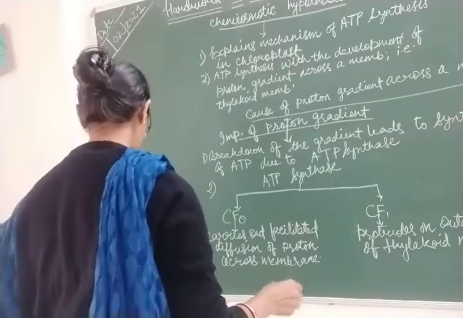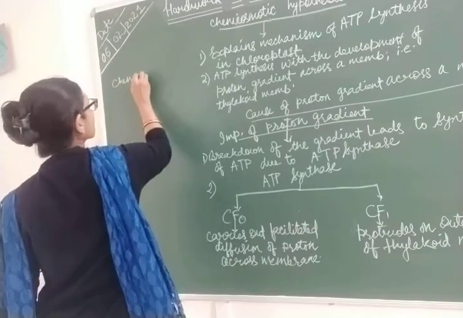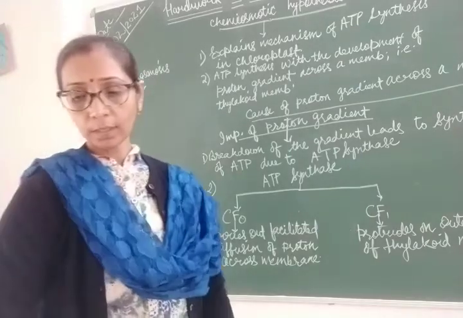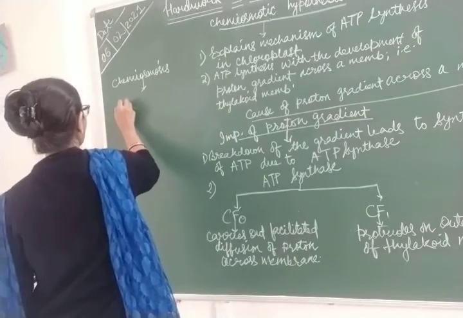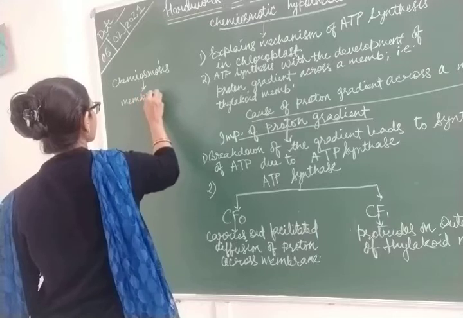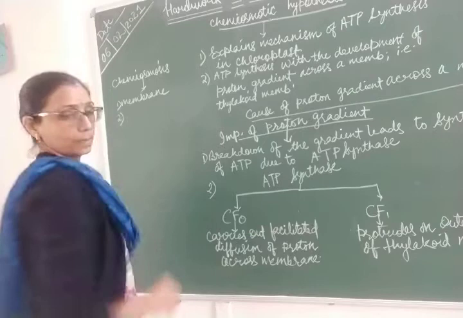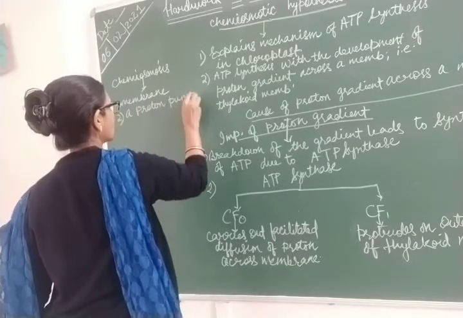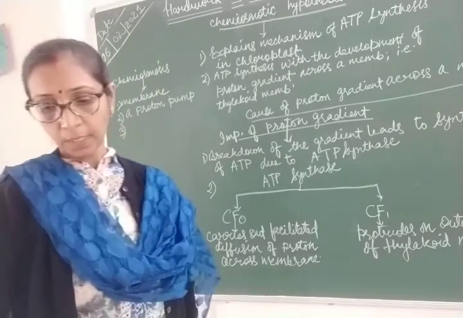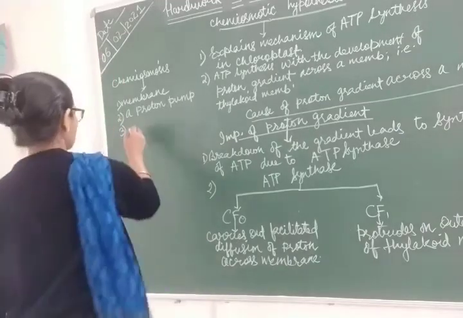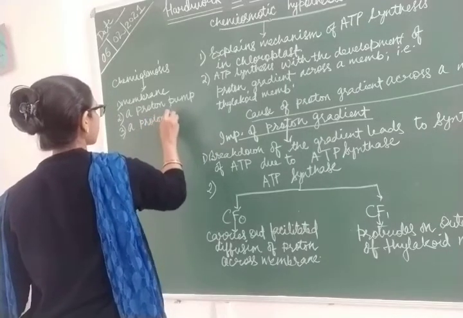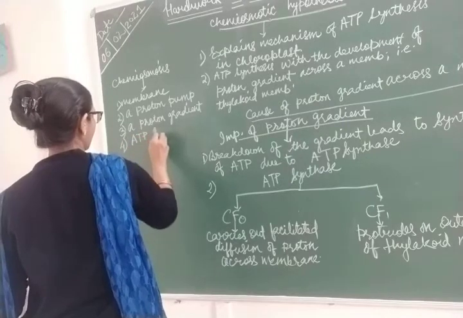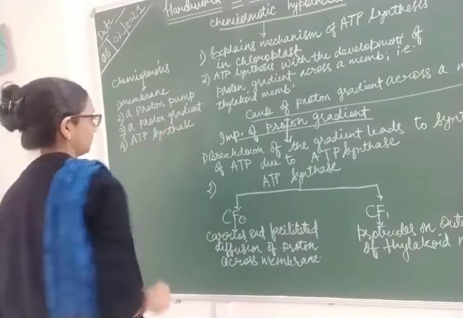Now the process of chemiosmosis requires the following constituents: a membrane, a proton pump, a proton gradient, and ATP synthesis.